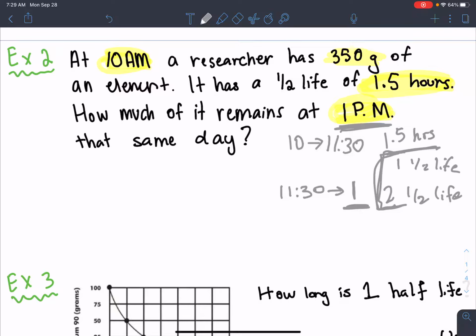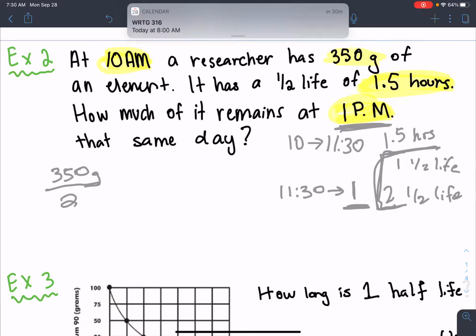So let's see, we're going to start off with 350 grams, and then try to think in your head, what are we going to do? What did we do up in the first problem? What does half-life mean? Remember, half-life is the amount of time for half of it to decay. So we're going to take this 350 and we're going to divide it by 2, right? We need half of it to decay. So if we do 350 and we divide it by 2, we're going to get 175 grams. So this is how much is left at 11:30, but our question is asking us for at 1. So we have to do 175 grams, and then we're going to divide it by 2 again.